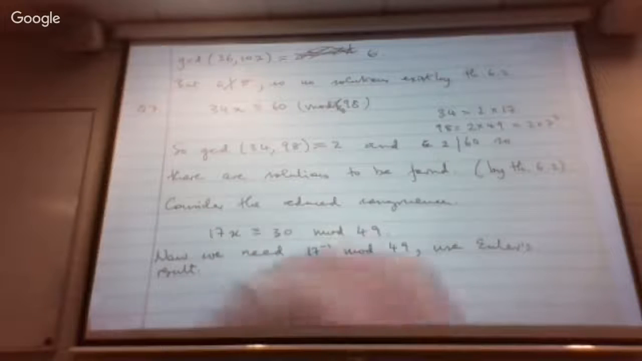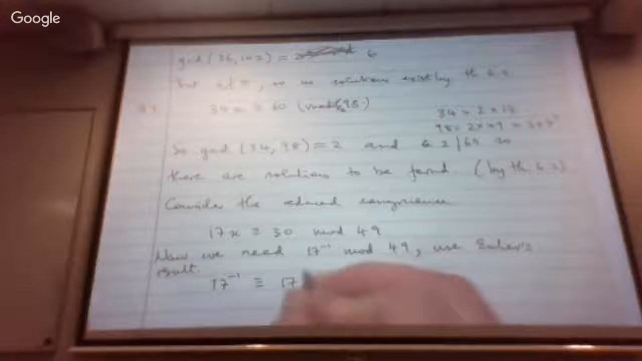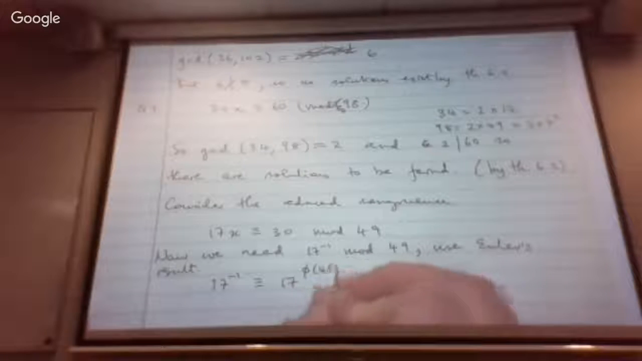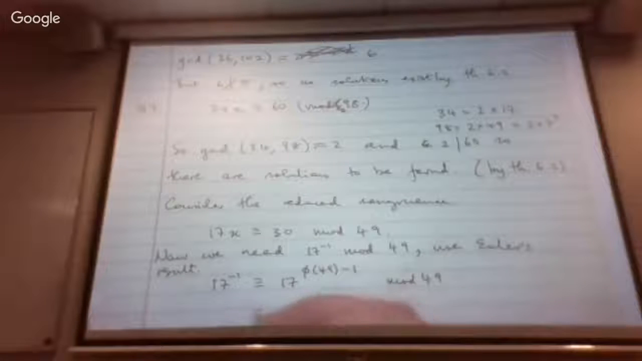So let's use Euler's. Was it Euler's theorem? I think so. Euler's result: 17 inverse is congruent to 17 to the power of phi(49) minus 1, modulo 49. So that's equal to, now what is phi(49)?